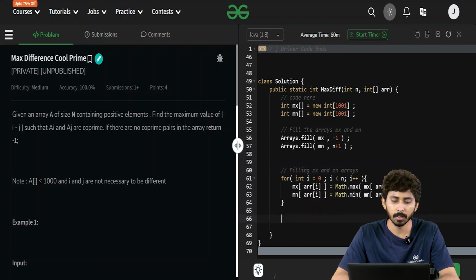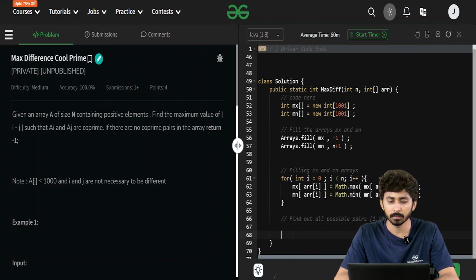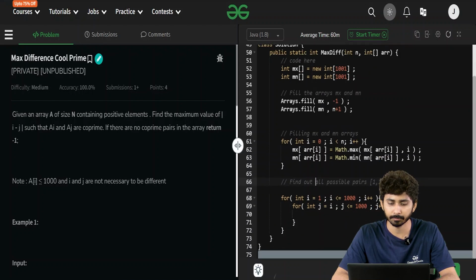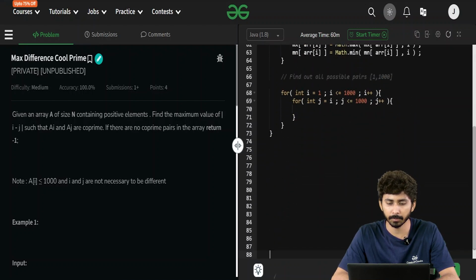Okay, that's it. Now find all possible pairs in the range 1 to 1000. So I'll start the iteration from i equals 1, i is less than or equal to 1000, and i plus plus. Now for integer j equals 1 and j is less than or equal to 1000, j plus plus. See, here I should start the iteration with i. Okay, fine. I'll add some space over here.